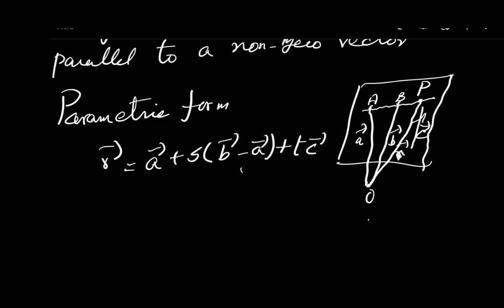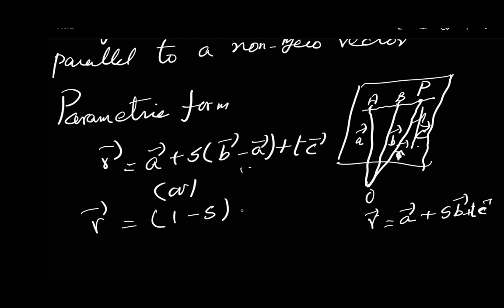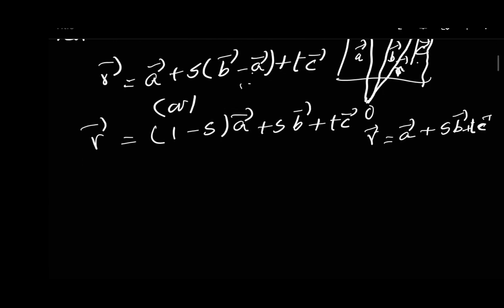As we have seen in the previous case, the equation of a plane passing through a point parallel to two given vectors: this plane is parallel to vector C and also to vector B minus A for the line AB. After simplification, vector R equals 1 minus S into vector A, you collect the vector A, plus S into vector B plus T into vector C. Same thing as the previous one.